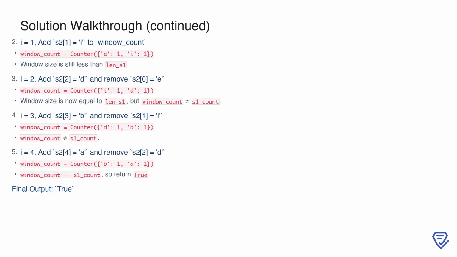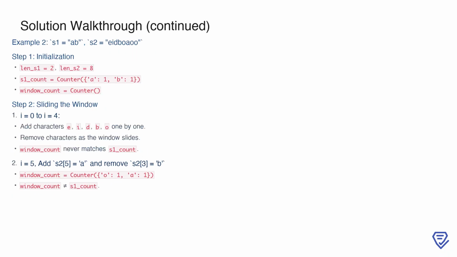Then, at index 4, we add A and remove D, resulting in a window_count of A1, B1. This time, the window_count matches S1_count, indicating that a permutation of S1 exists in S2. Therefore, we return true.